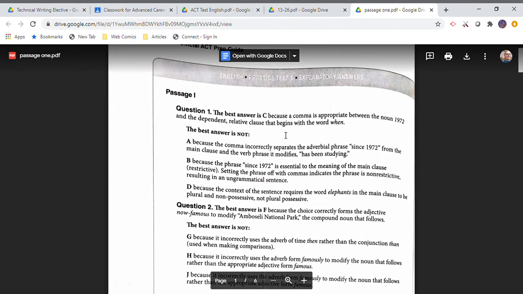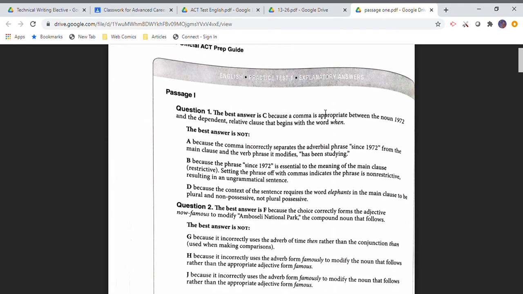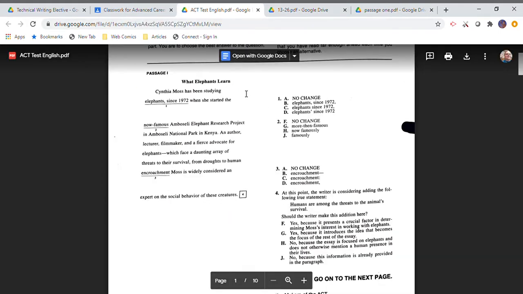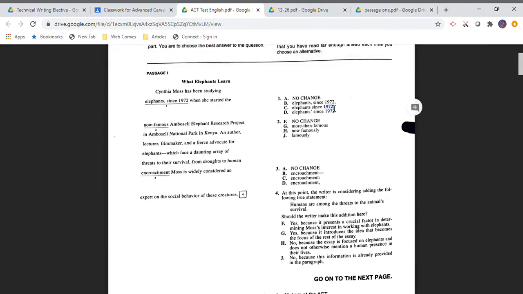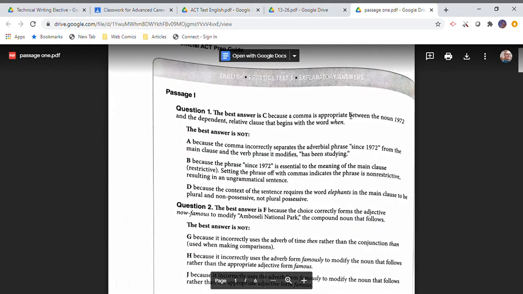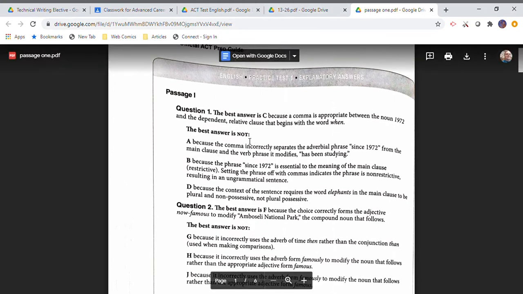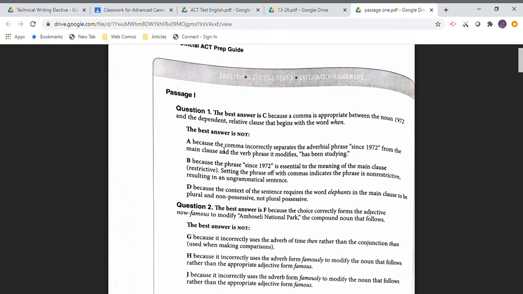Question 1, the best answer is C, because a comma is appropriate between the noun 1972 and the dependent relative clause that begins with the word when. Oh, because they put a comma after 1972. I didn't even realize that. The best answer is not A, because the comma incorrectly separates the adverbial phrase since 1972 from the main clause, and the verb phrase it modifies, has been studying.